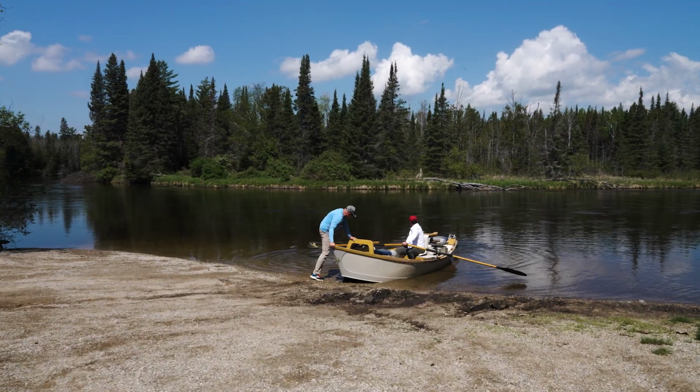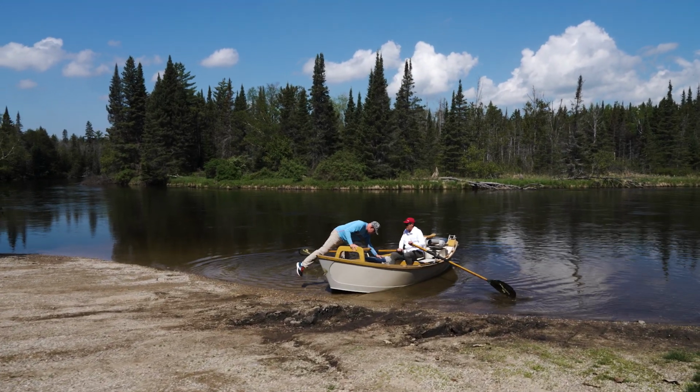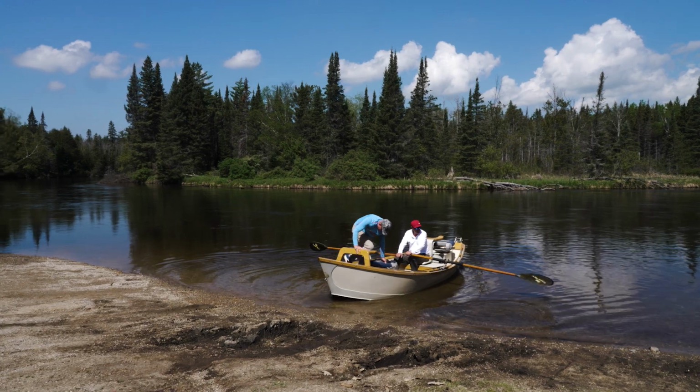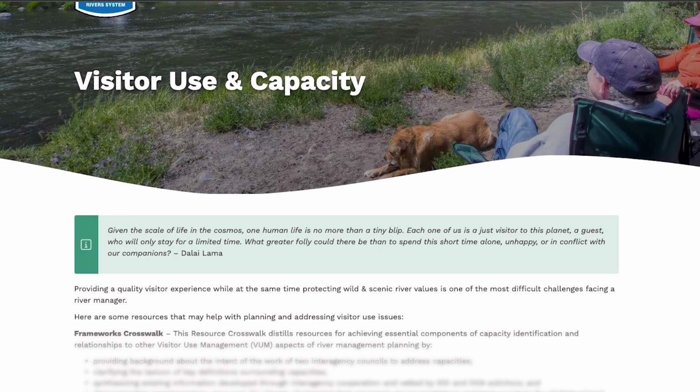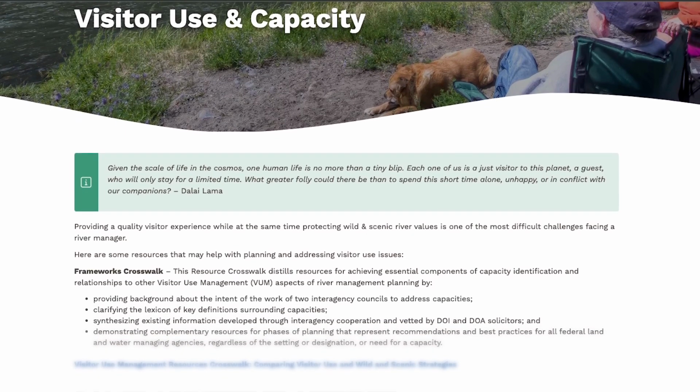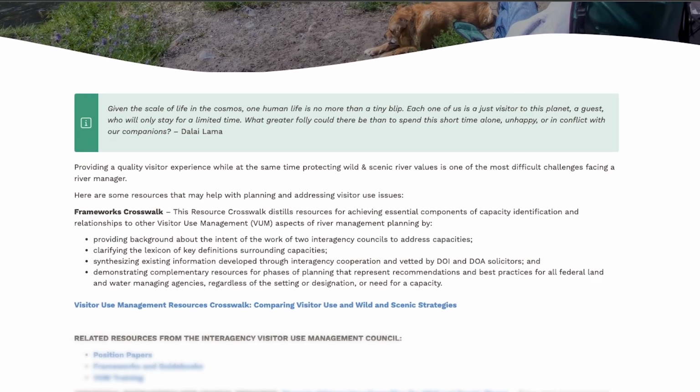Keep in mind that it is important to adapt management actions and strategies if monitoring efforts show the need for adjustment. More information on identifying user capacities is available online at rivers.gov/visitor use.